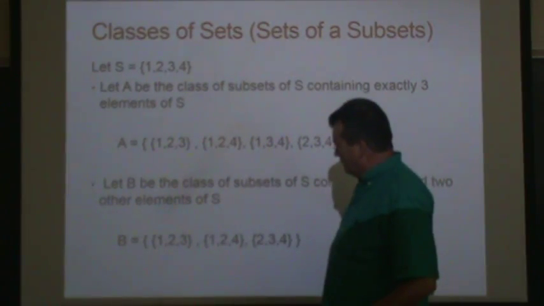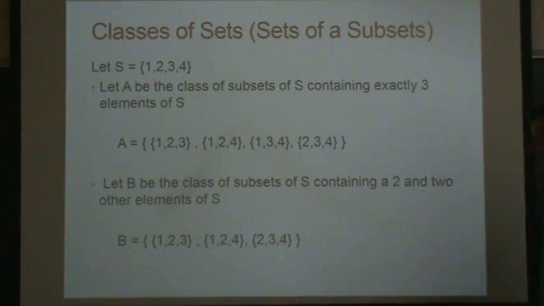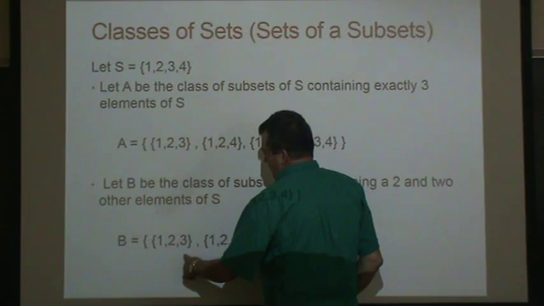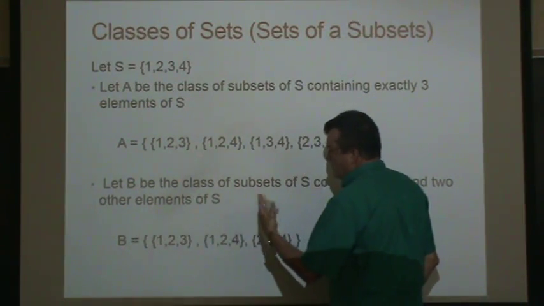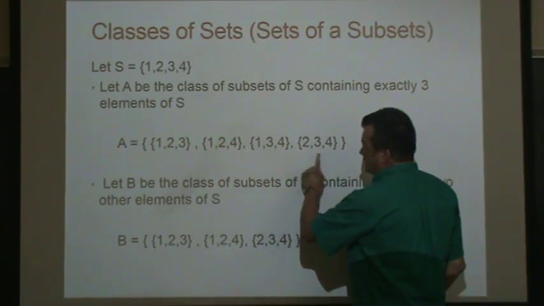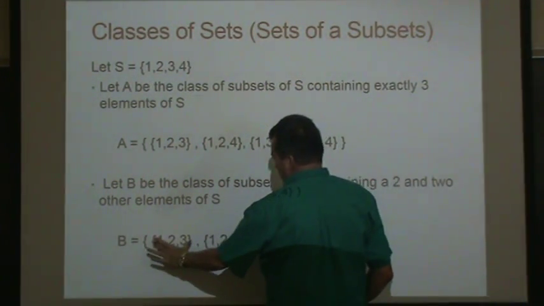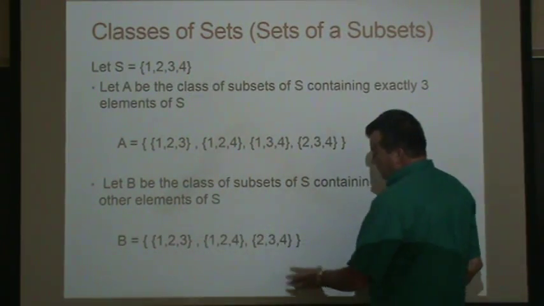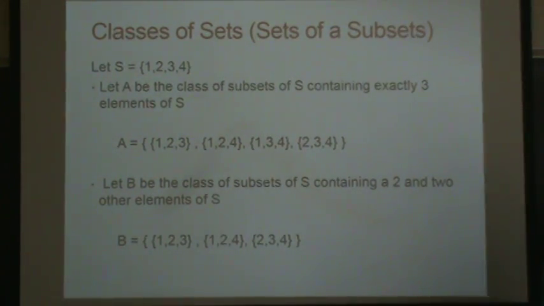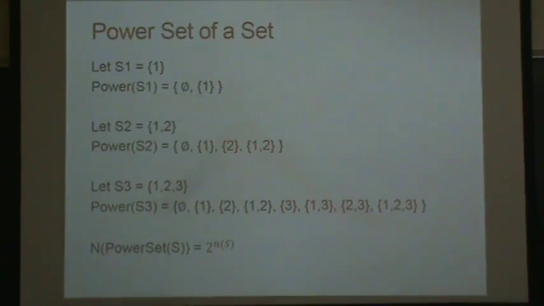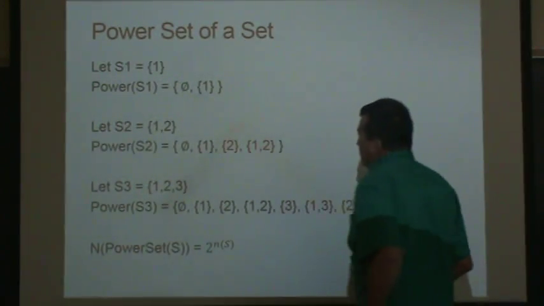And we say let B be the class of subsets of S containing a 2 plus 2 other numbers. So that would really be a 2 plus 2 other numbers means it must have 3 members in it. So it would really be a subset of this set, and we'd only take the ones that have a 2 in it. So {1, 2, 3}, {1, 2, 4}, and {2, 3, 4}. Okay, so then there's the idea of the power set of a set.